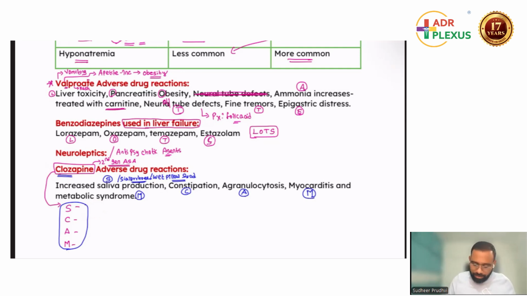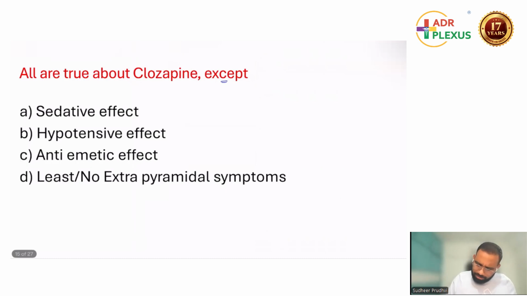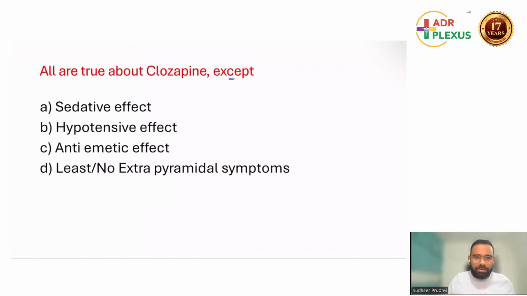S means sialorrhea, also wet pillow syndrome. C, constipation. A, agranulocytosis as well as alpha blockade, and M, myocarditis and metabolic effects. These are the adverse drug reactions of clozapine. Again, direct question. See, yes, it belongs to sedative also. What is the reason for sedation? It is due to histamine blockade. Yes, this is true.